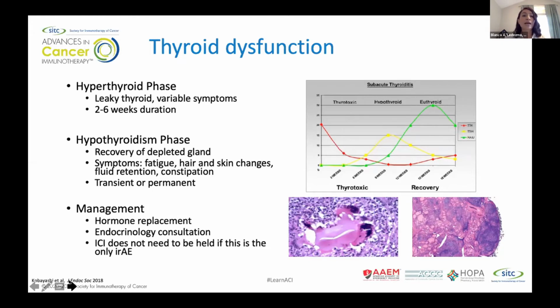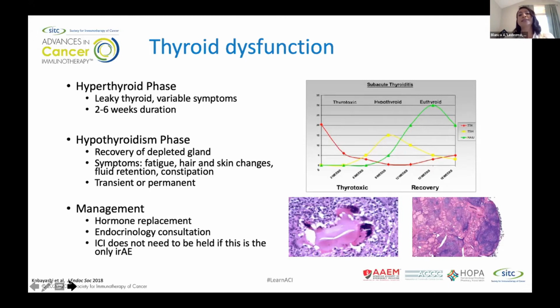Once patients become hypothyroid, they're recovering in the depleted phase, and then they have the opposite effects. They have fatigue, constipation, hair and skin changes. So then again, involve endocrinology to help supplement these patients. And the hypothyroidism can be permanent or it can be transient. And for this particular IRAE, we don't need to hold the immune checkpoint inhibitor, just manage the patients as clinically indicated.